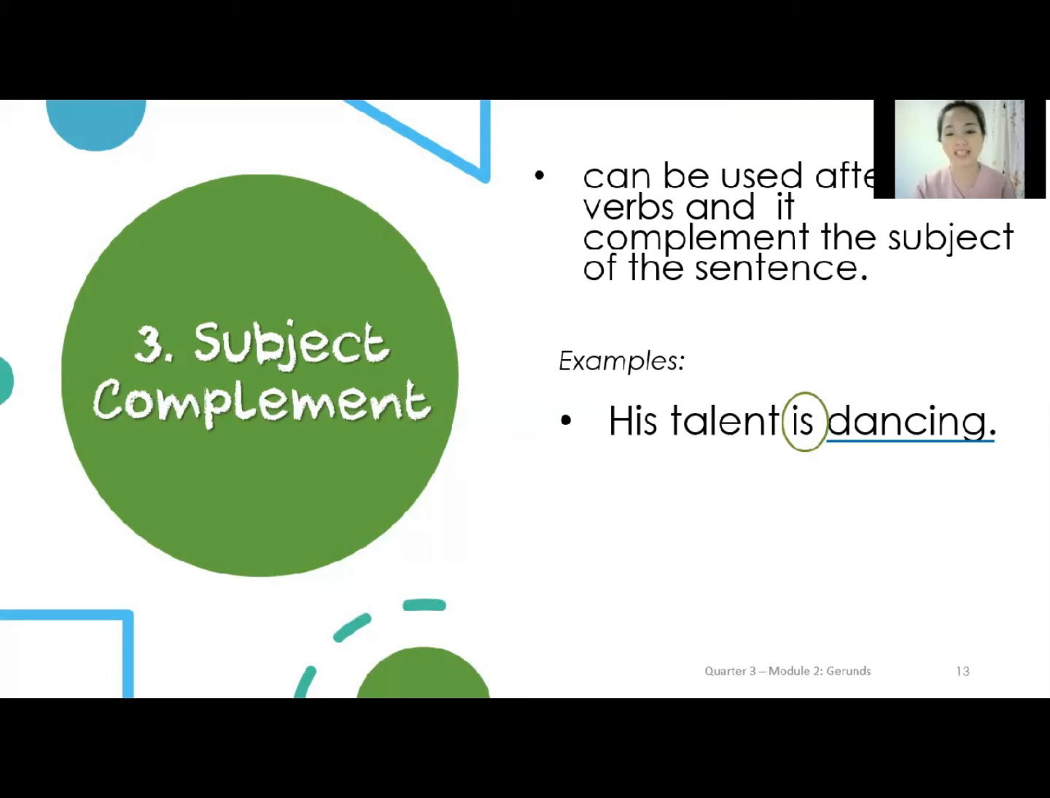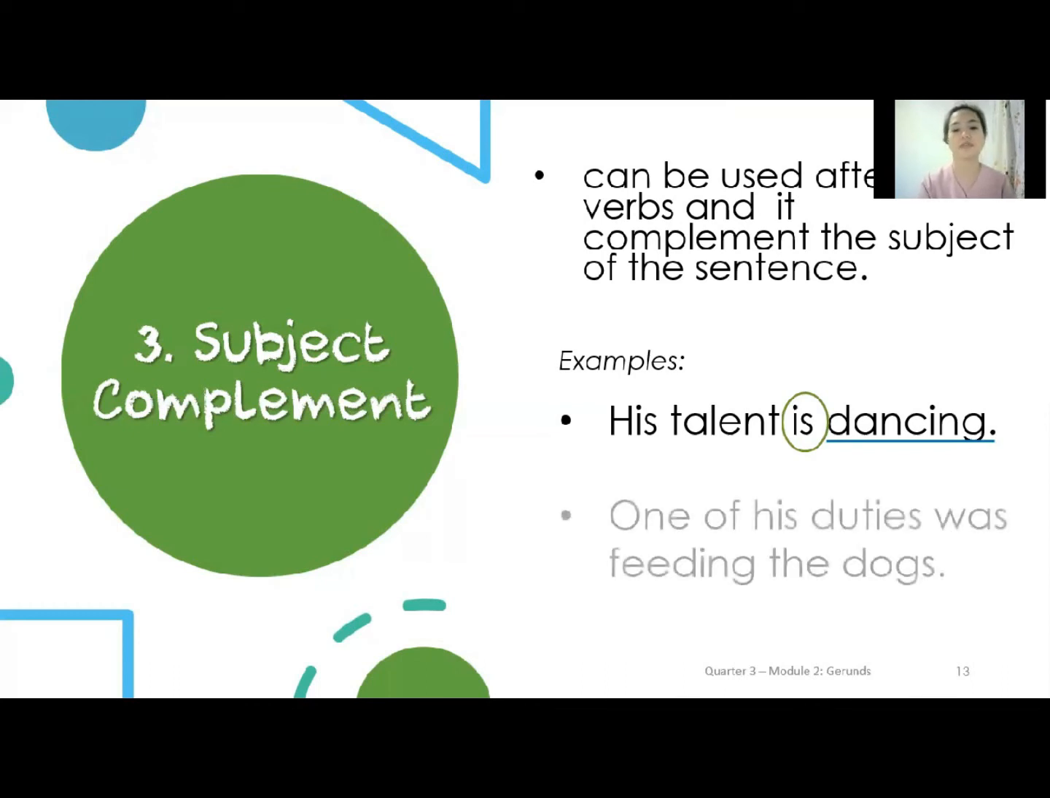How about in this second example? One of his duties was feeding the dogs. So what is our linking verb here? The linking verb that we have here is the word was. And of course, the gerund is feeding. Feeding is found right after the linking verb was, and therefore it is functioning as a subject complement.